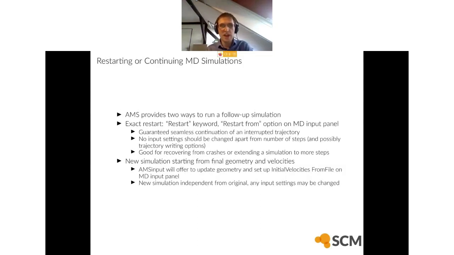If you need to do anything else, you can just set up a new simulation and reuse the final geometry and the final velocities. AMS input will offer this to you when you open it on a simulation that's finished. It will offer you to pick up the final velocities and set them up as initial velocities on the MD input panel. This new simulation will be completely independent from the original, so you can change anything in the settings. You can replace barostat, thermostat, change anything. There's no link to the original apart from picking up the velocities.